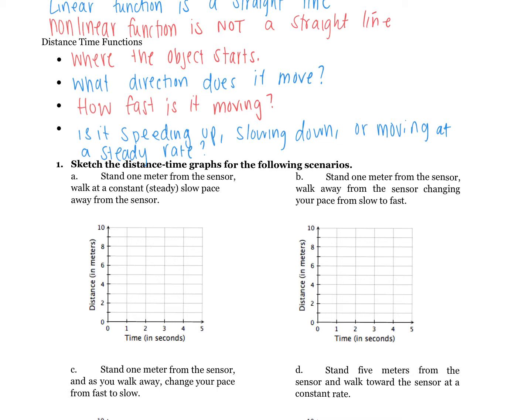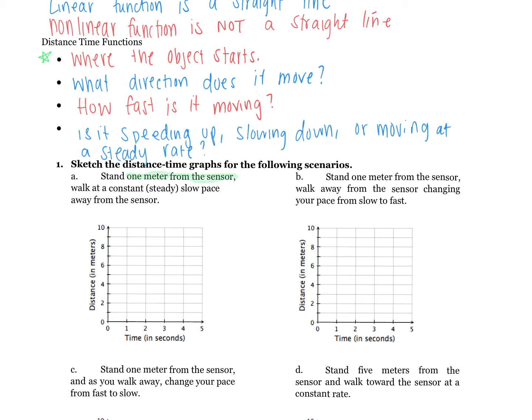The first question is 1A. We're going to read it. Stand 1 meter from the sensor. Walk at a constant, steady, slow pace away from the sensor. So the first thing I'm going to do is ask myself question 1 that was up here. Where did the object start? And this told me it started 1 meter from the sensor.